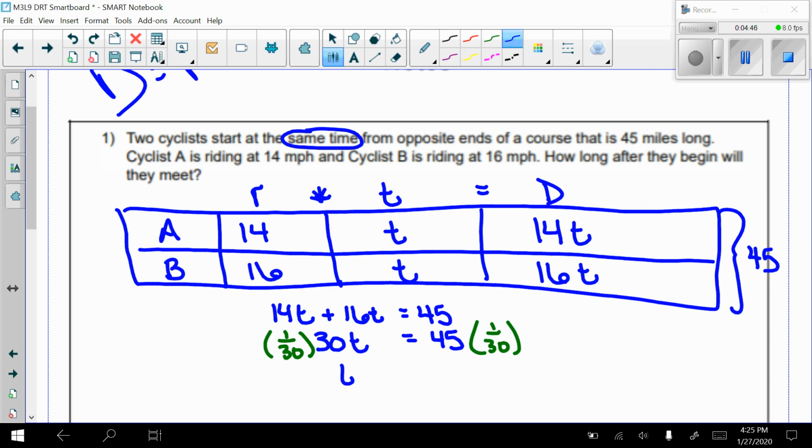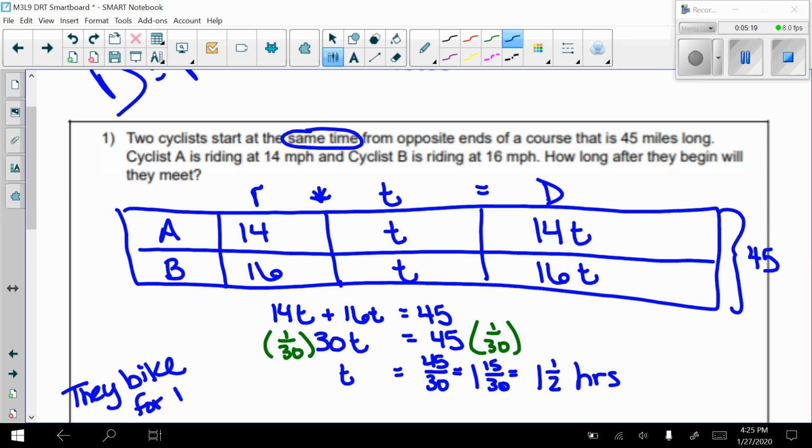And that leaves me with t equals 45 over 30. Now, that number really doesn't make a whole lot of sense. But if I simplify it, I get 1 and 15/30. Still not a whole lot, but 1 1/2. So 1.5 what? T. So what unit of measure of time are we looking at? Hours. So 1.5 hours. They bike for 1.5 hours.